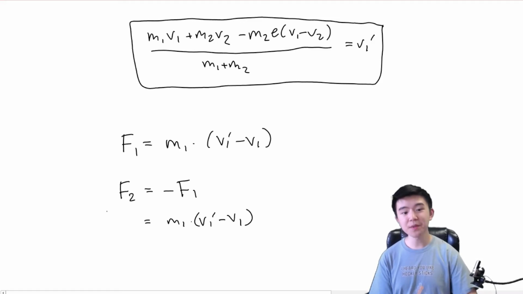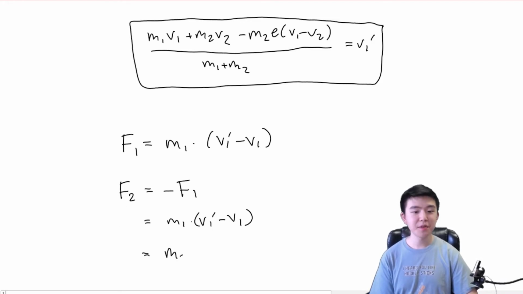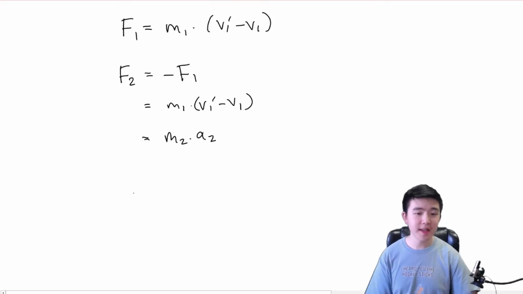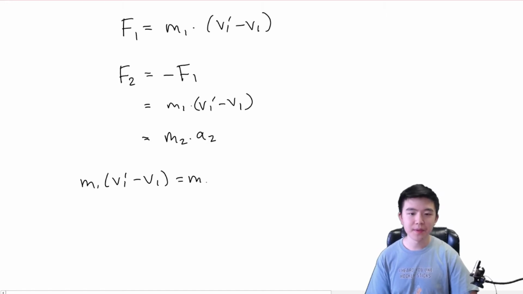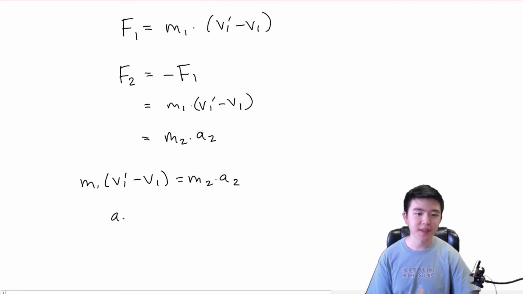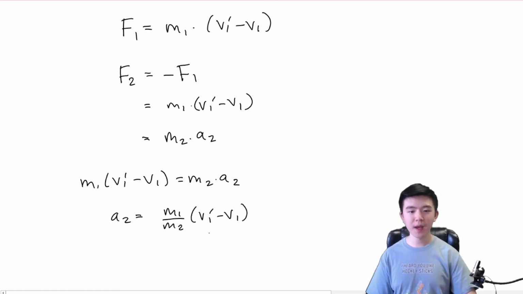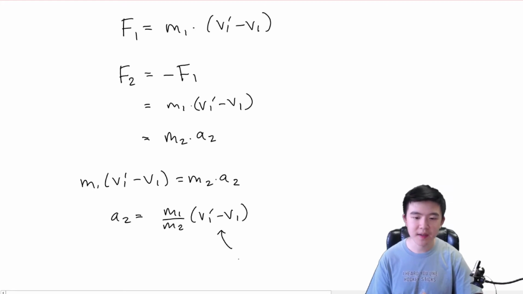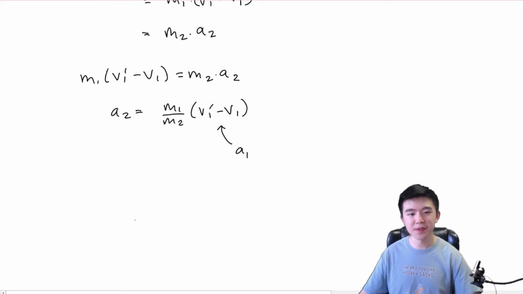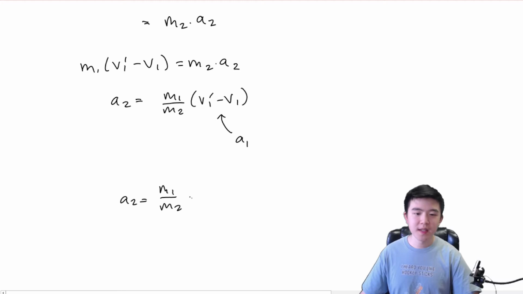But this is also equal to m2 times a2. Expanding this out, we get m1 times v1 prime minus v1 is m2 times a2. So a2 is just going to be m1 over m2 times v1 prime minus v1. And we could even shorten this down to a1. So a2 is equal to m1 over m2 times a1.